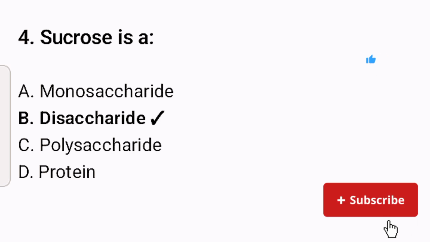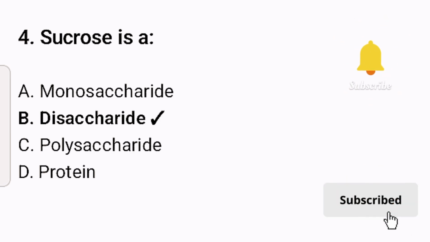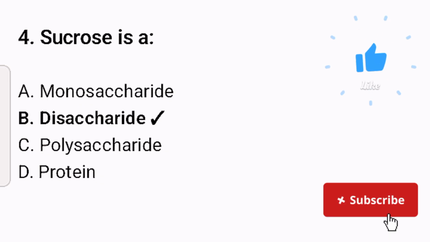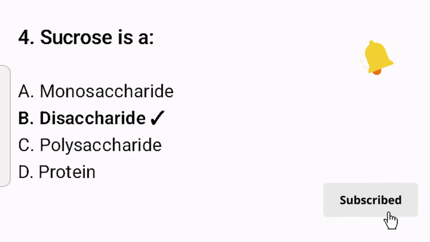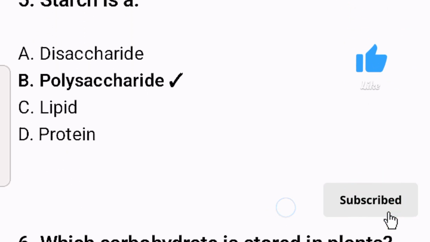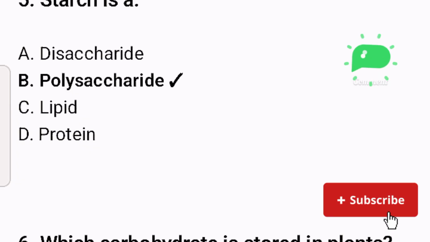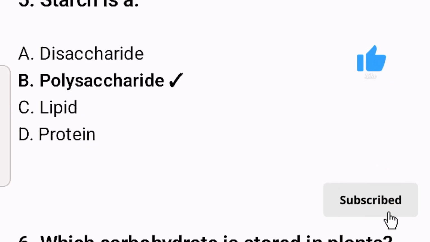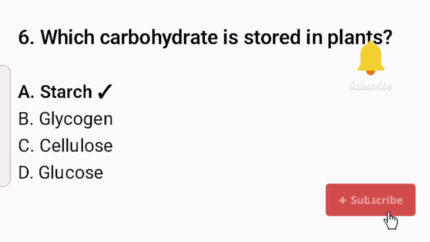Number 4, sucrose is a option B, disaccharide. Sucrose is a disaccharide. Option B is right. Number 5, starch is a B, polysaccharide. Starch is a polysaccharide. Option B is right.